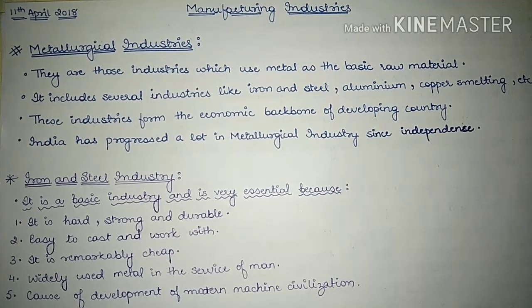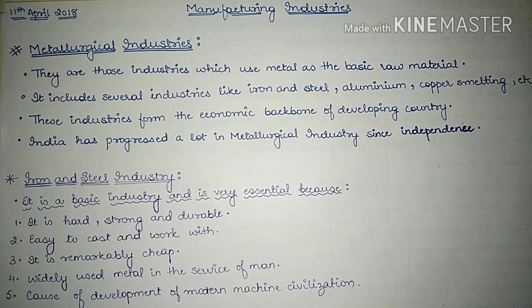Metal is used as a basic raw material in the metallurgical industries, and this includes several industries like the iron and steel industry, copper smelting industry, lead and zinc industry, and others. These industries are the economic backbone of a developing country. They are very important for the development of the economy of any country.